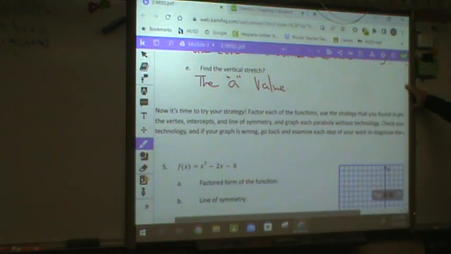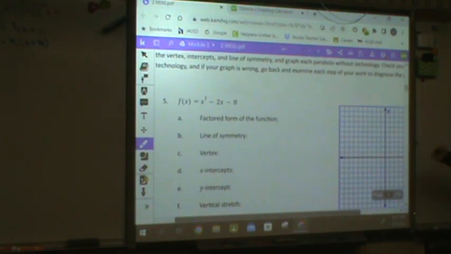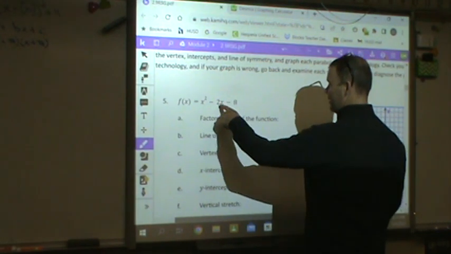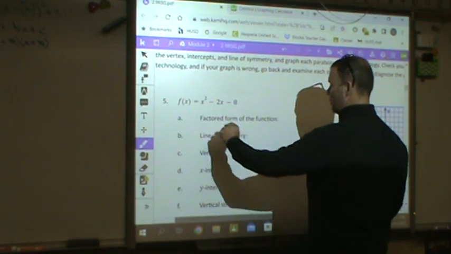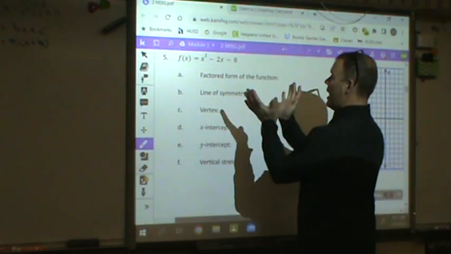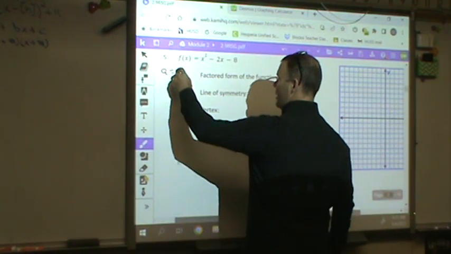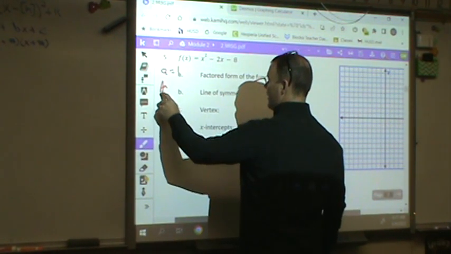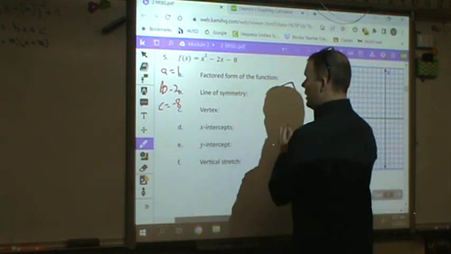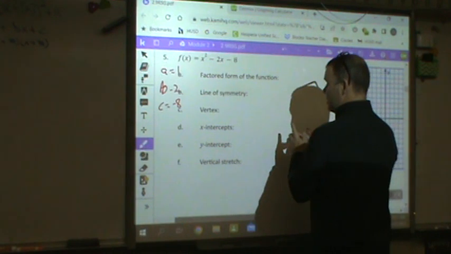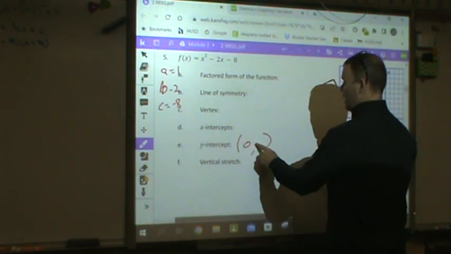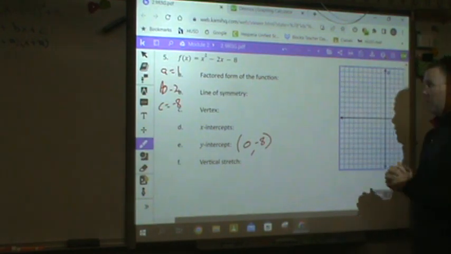So knowing that information, try 5. What I'm going to tell you about 5, and try 5 on your own, is look at it. It's in standard form. What's the only thing I get out of standard form? Two things we talked about. A, which is stretch or shrink. So my A value is 1, my B value is -2, and my C value is -8, which B doesn't tell me anything about my graph. But C tells me something about my y-intercept. Do you remember what it is? Yeah, the C value is my y-intercept.